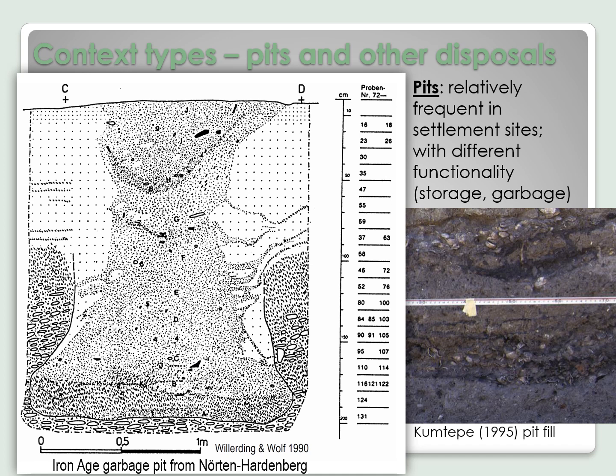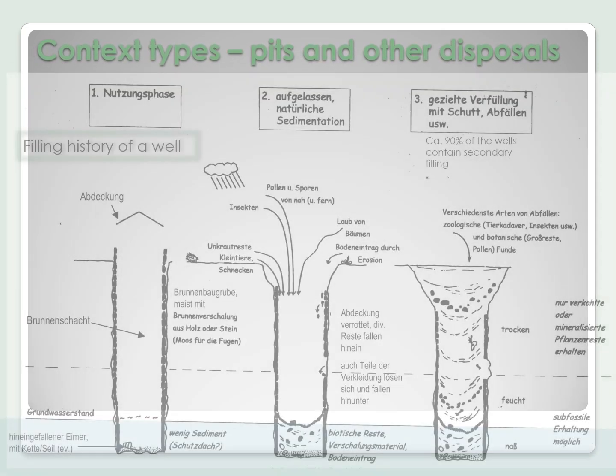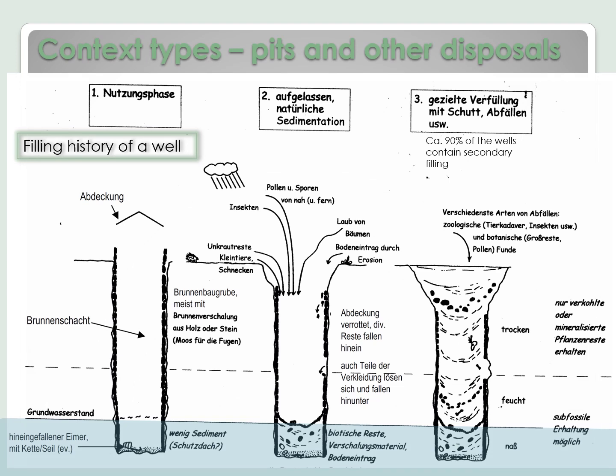Roman and medieval wells have also often been used as waste disposals during later settlement phases. As wells reach to the groundwater level, preservation of organic material is good in the lower part of the well. However, the findings in the well derive to more than 90% from secondary filling after the primary use.